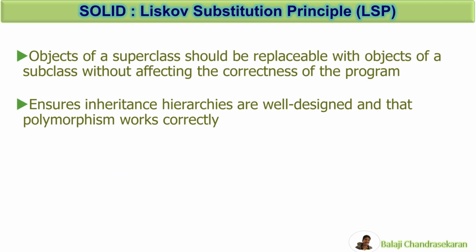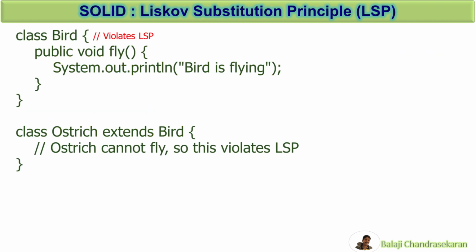The Liskov substitution principle states that the objects of a superclass should be replaceable with the objects of a subclass without affecting the correctness of the program. In other words, the derived classes must be substitutable for their base classes without altering the correctness of the program. This principle ensures that inheritance hierarchies are well designed and that polymorphism works correctly. In the given example, we have a superclass Bird with a method fly representing the flying behavior.